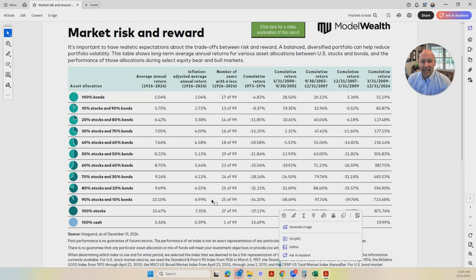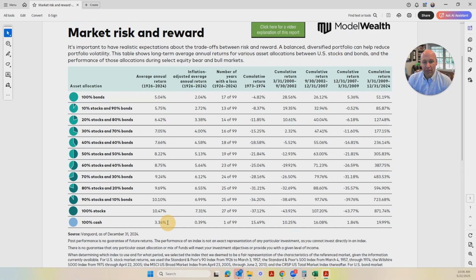So here's basically how you would read this. If you look at cash over the last 99 years, you'd have gotten about a 3.34% average annual return. If you said, okay, well, I don't want to be a depositor at the bank, for example, I want to be the bank. Well, that's the bond market. You'd have gotten about a 5.04% average annual return.